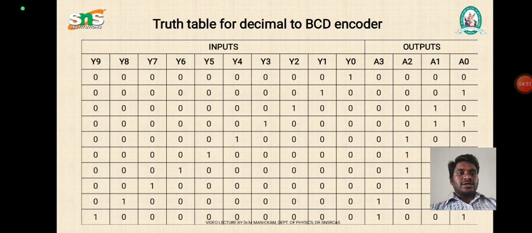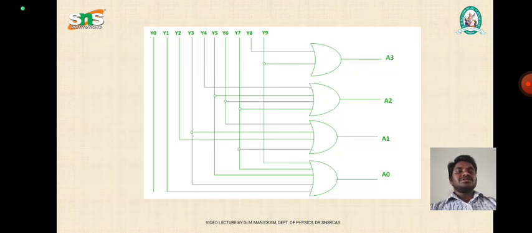This is the truth table for the decimal to BCD encoder. Here there are inputs Y0 to Y9, 10 inputs, and 4 outputs, A0, A1, A2 and A3. This is the circuit diagram for the decimal to BCD encoder. We are using inputs Y0 to Y9 and 4 outputs A0, A1, A2 and A3. For the construction of this logic circuit, we are using 4 OR gates.